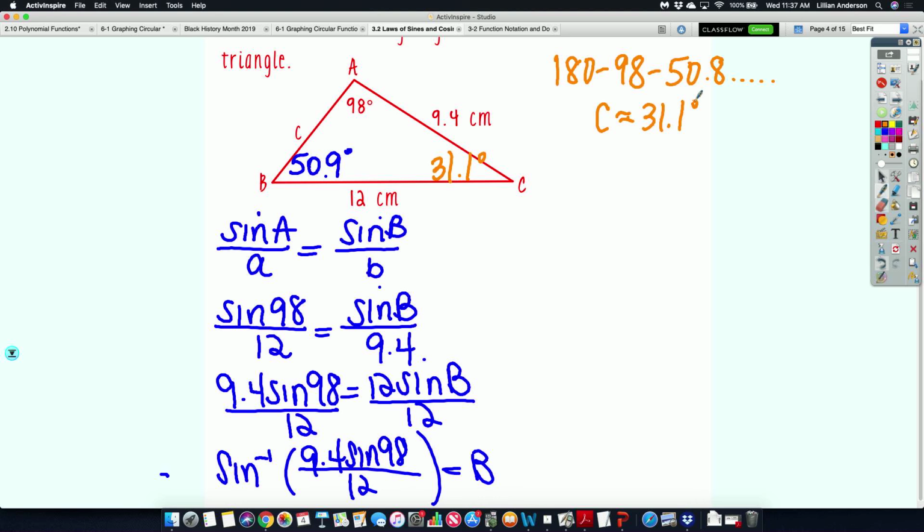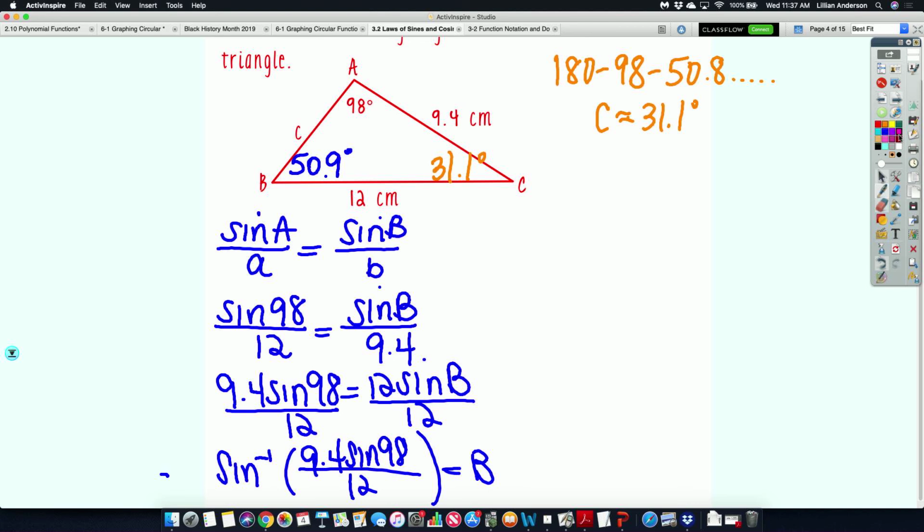Those dots right there, that's how you let the grader know that you are using the non-rounded answer when you are using it to get another answer. Okay? Questions so far? We're almost done. What's the last thing we need to find?